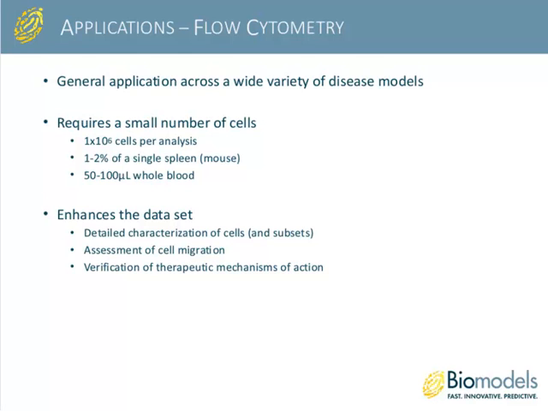Obviously, flow cytometry has a very wide general application across many different disease models, and it's a pretty good technique because it requires only a small number of cells. We usually work with a maximum of about 1 million cells per analysis, and depending on the machine you're using, you can assess between 4 and 20 or more markers simultaneously. To give you some perspective, 1 million cells is about 1 to 2% of a single mouse spleen, or about 50 to 100 microliters of whole blood. And obviously, if you're able to add these analyses into your study, it does enhance the data set. There's a lot of different things that you can use that data for assessing.